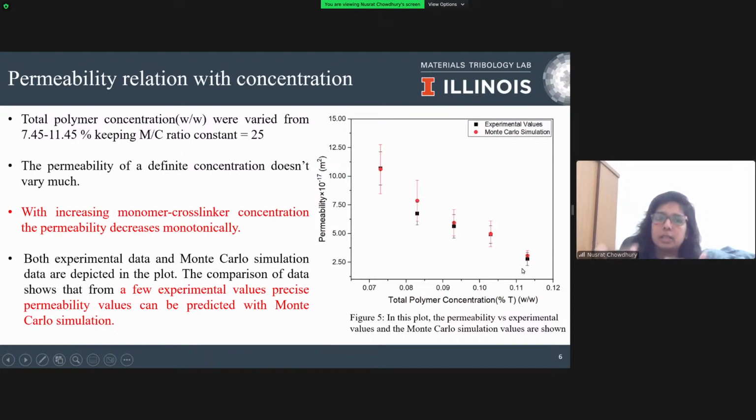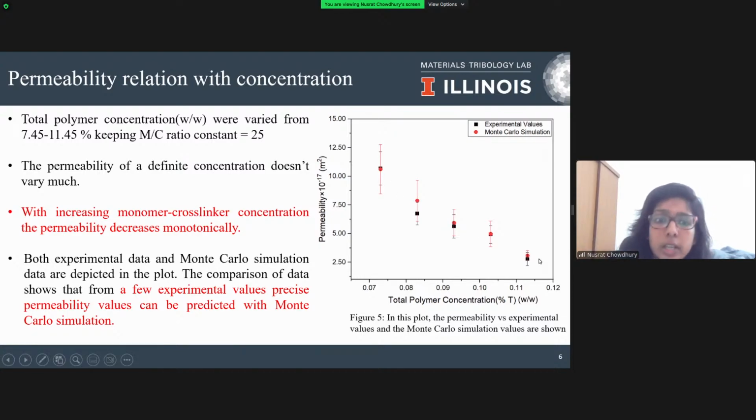The higher the monomer and crosslinker concentration, the closer the polymer chains will be to each other, and it will be hard for the fluid to flow through that gel. So that is why the permeability decreases with the monomer and crosslinker concentration.